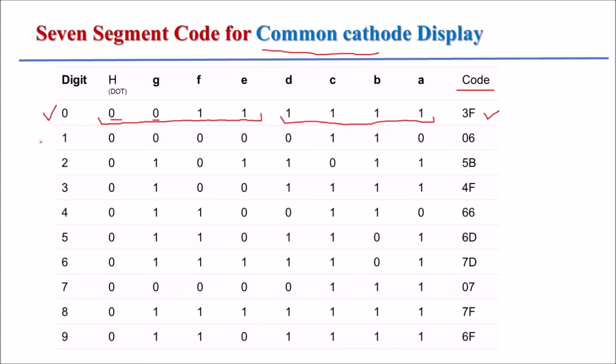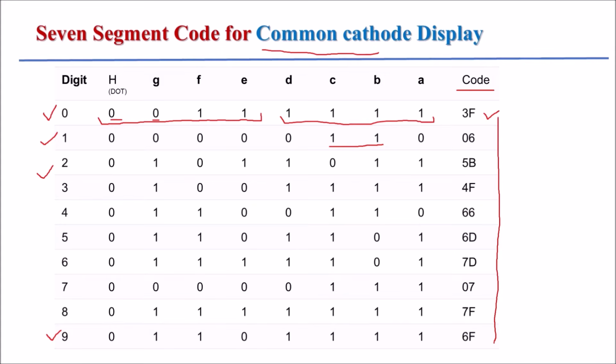Similarly, when we want to display a digit 1 on common cathode display, we have to apply input logic 1 at the C and B segments. All other segments will be at logic 0. Again, convert this into hex, and we get the data 06H. Similarly, for all these digits we can find the 7-segment data. So this is the 7-segment code which we have to give as an input to the display through a microcontroller or any IC to display a particular digit.